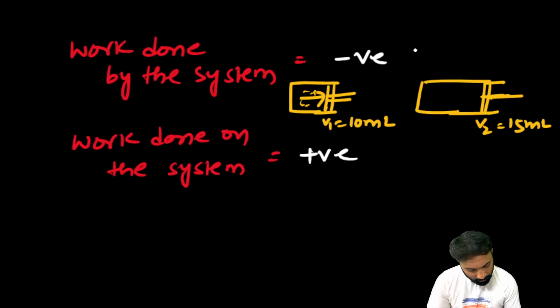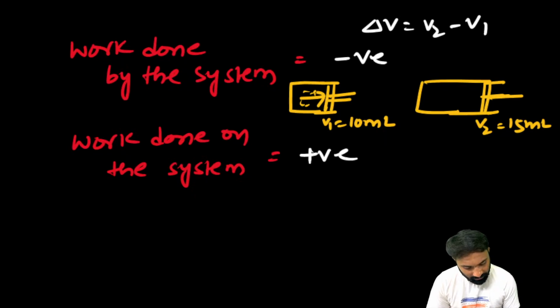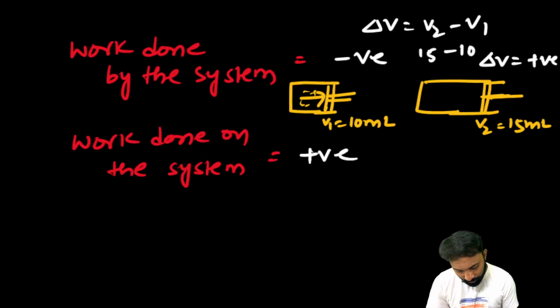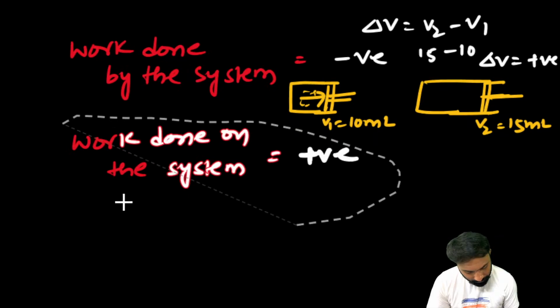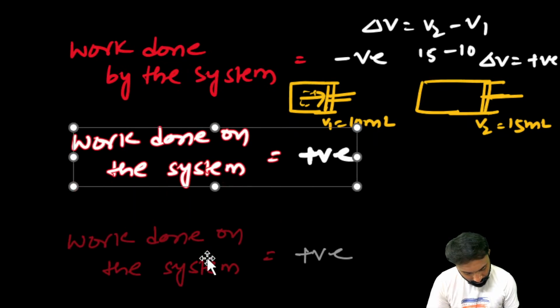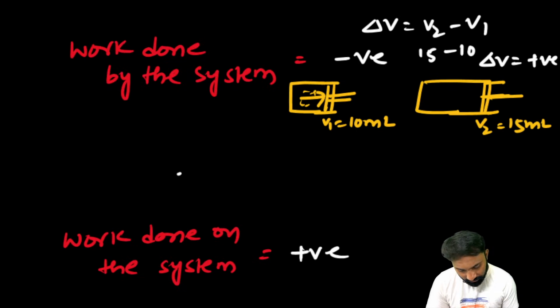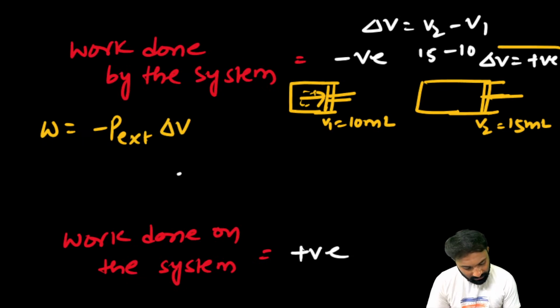Now the change in volume is V2 minus V1. Final volume is 15, initial volume is 10. Now the delta V value, how much did we get? We got delta V as a positive. If the delta V value is positive, now you can see, W equals minus P external delta V. In the work done by the system, delta V is positive. So negative into positive, what work done will you get? You will get negative, right?